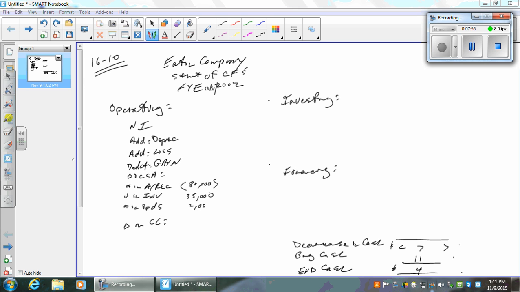2,000. I bought it with cash. I have less cash. Just like that. Okay? Now you can check off that one. Should we keep going that way? Plant and equipment? Doesn't matter. Want to do plant and equipment?